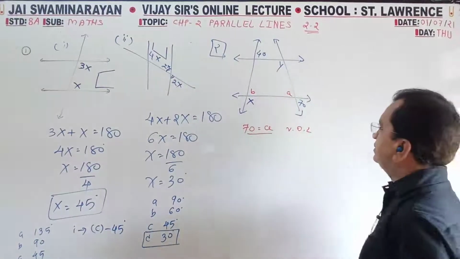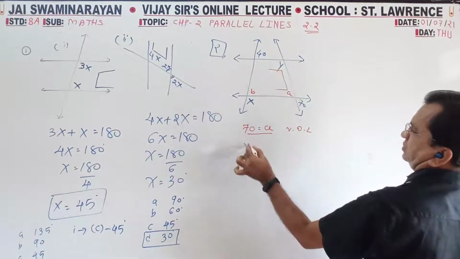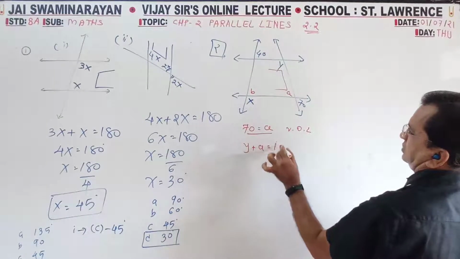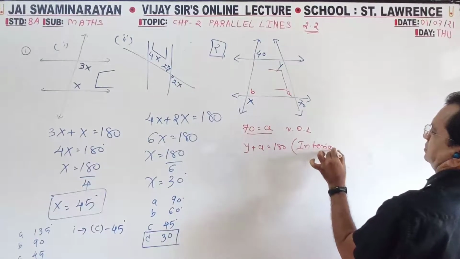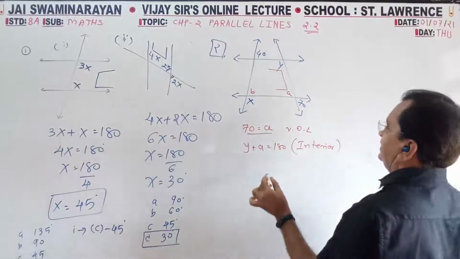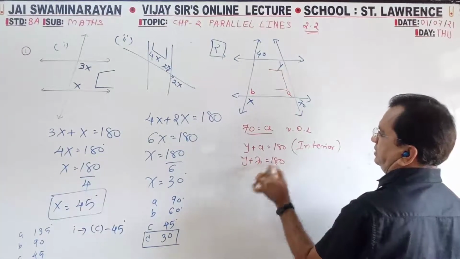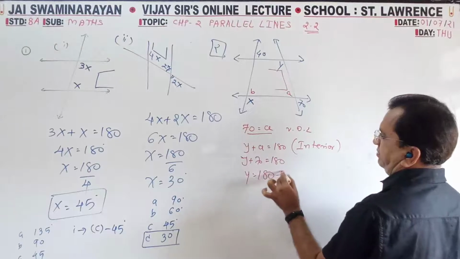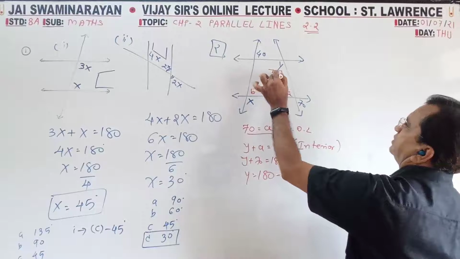Correct. Now this you can see as a C shape. So y plus A is equal to 180 because of interior angles, and y plus 70 is 180. y is 180 minus 70, which is 110. So this is 110.